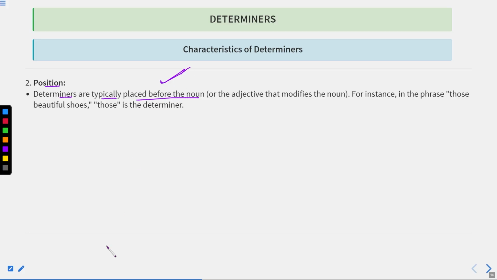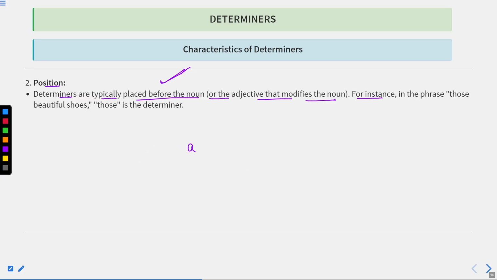Now this one is very, very important about determiners: it is placed just before the noun. It cannot be placed some position forward or some position ahead, not like that. Or it is placed before the adjective that modifies the noun. Now this is also one thing, that a determiner can be placed before an adjective as well.